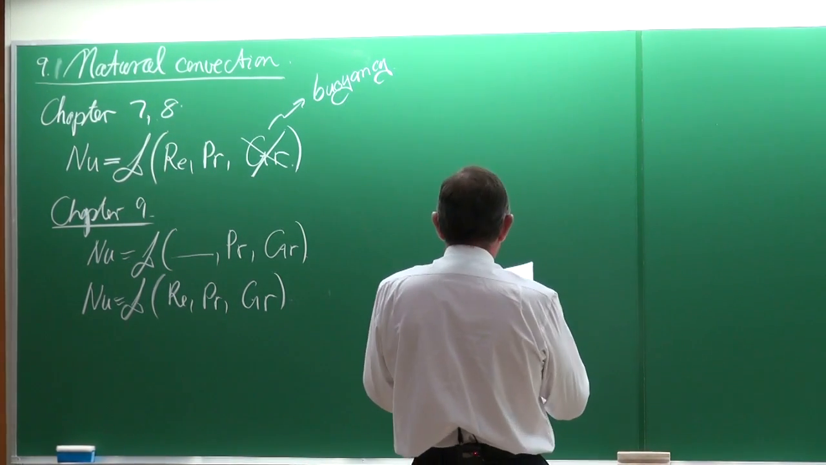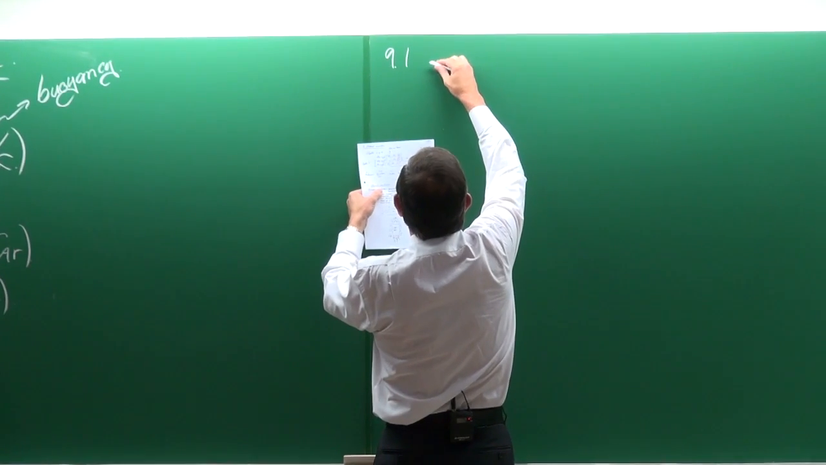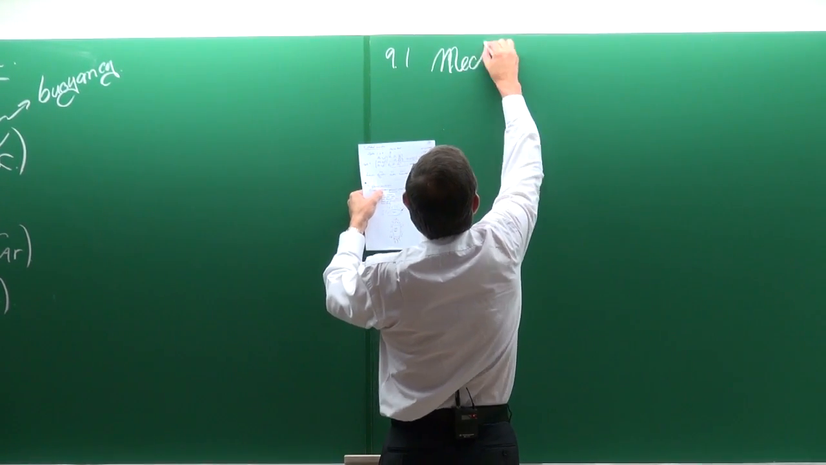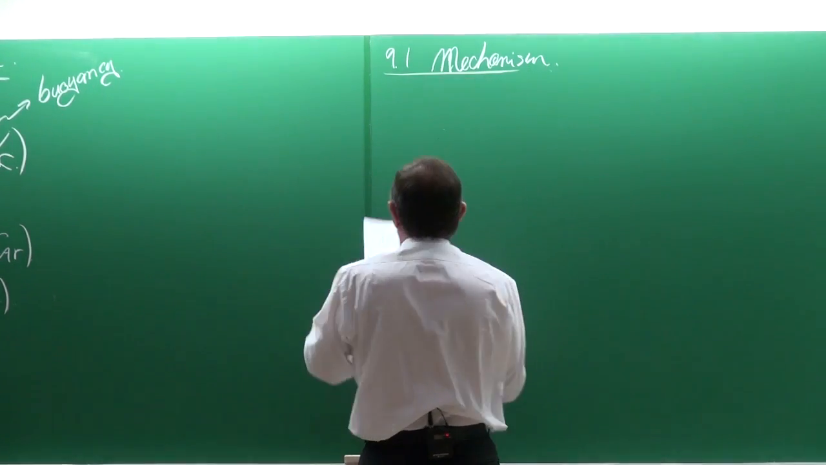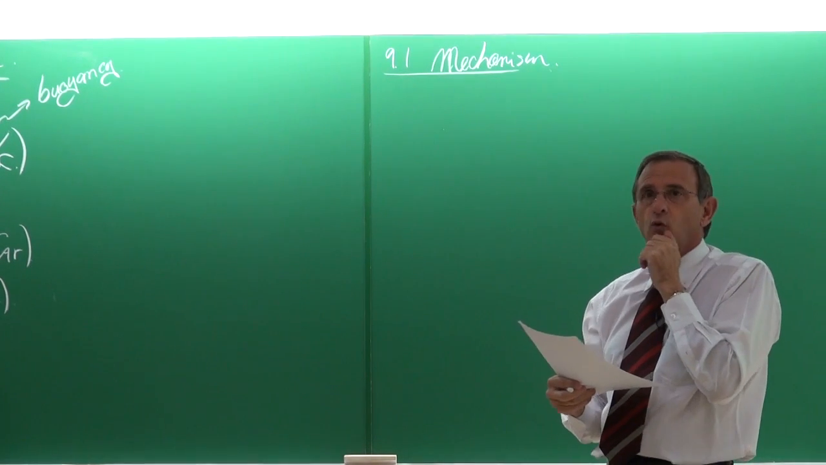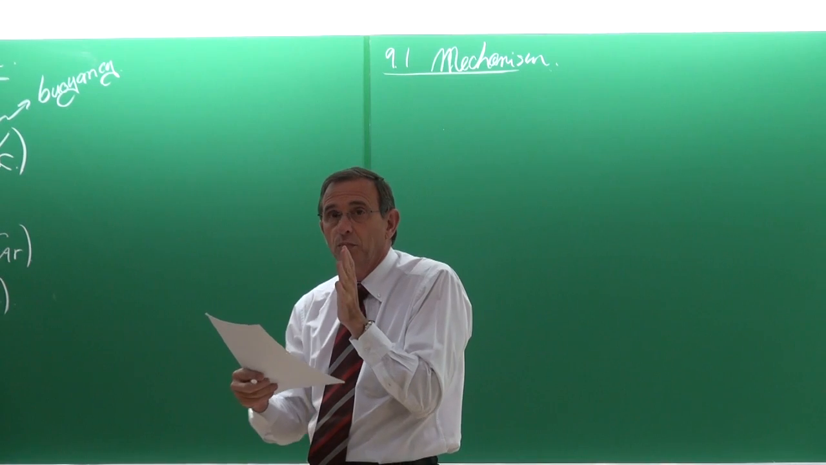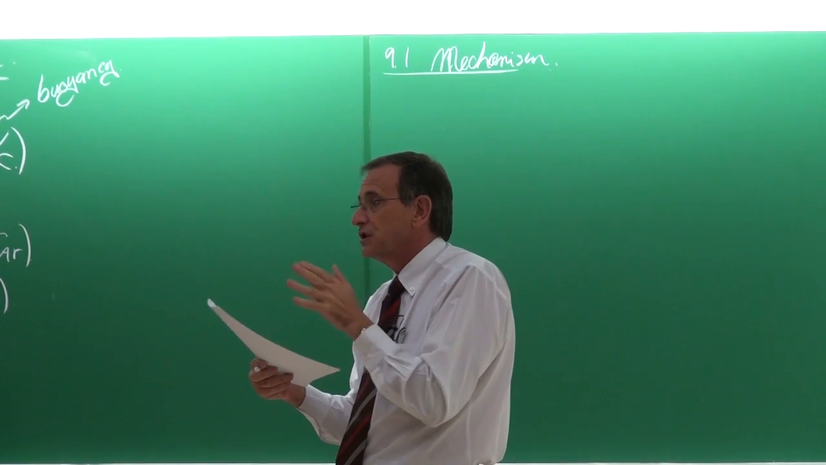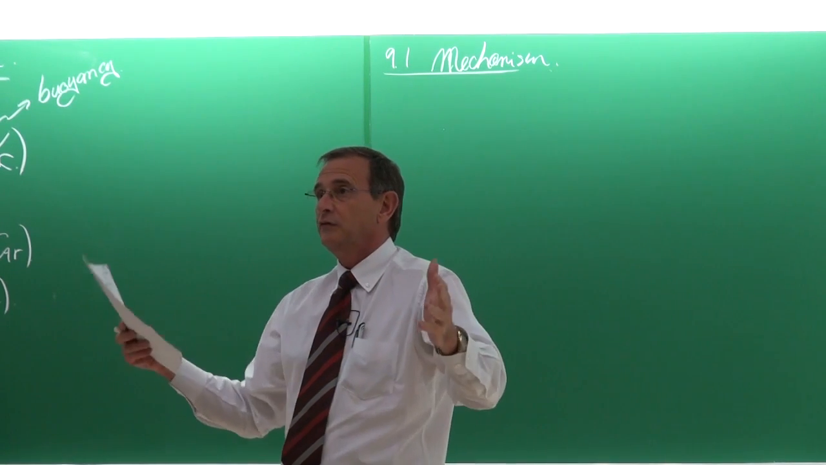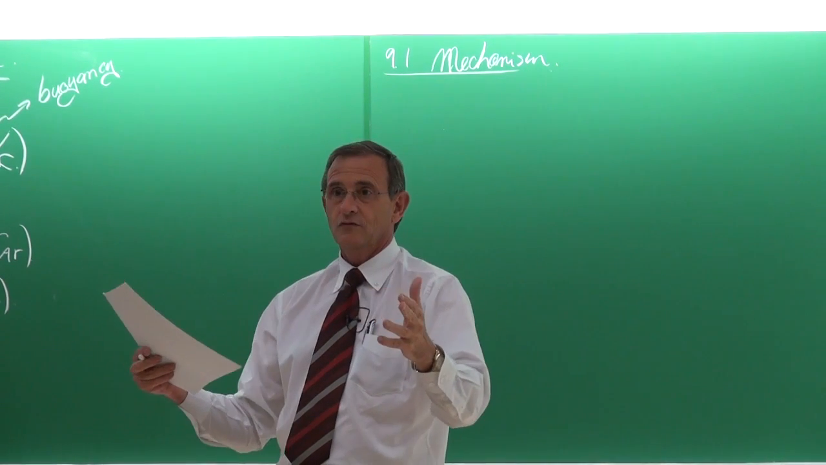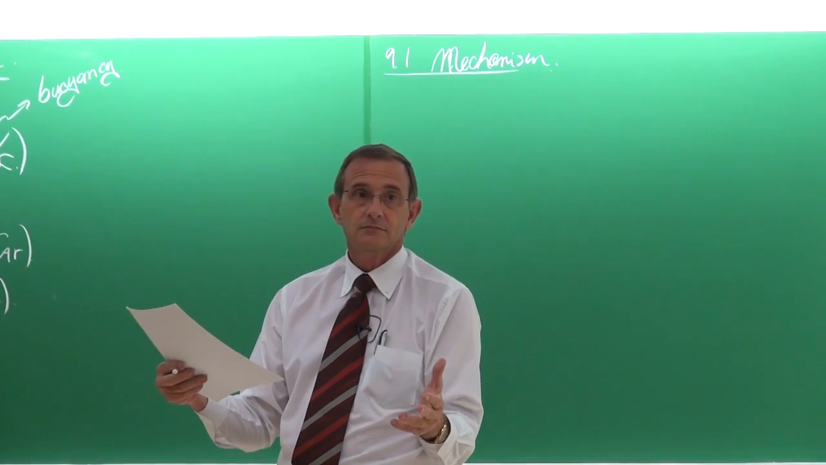So let's start with paragraph 9.1, which is about the physical mechanism of natural convection. But before we look at the physical mechanism, let's think of possible examples where natural convection is important. Do any of you have any suggestions where you think natural convection is important and when you see it or where you experience it?